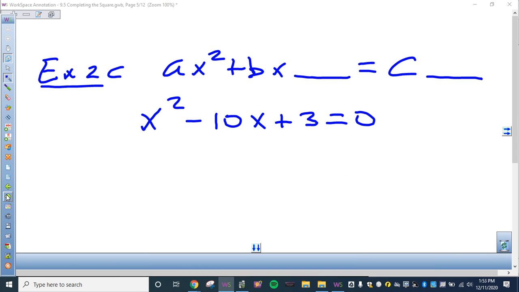Alright, next one you're going to try on your own. There you go. Make sure you subtract that 3 over. Put your little hand raising up on your tile when you're done, so I know, and I will shut up so you can work.